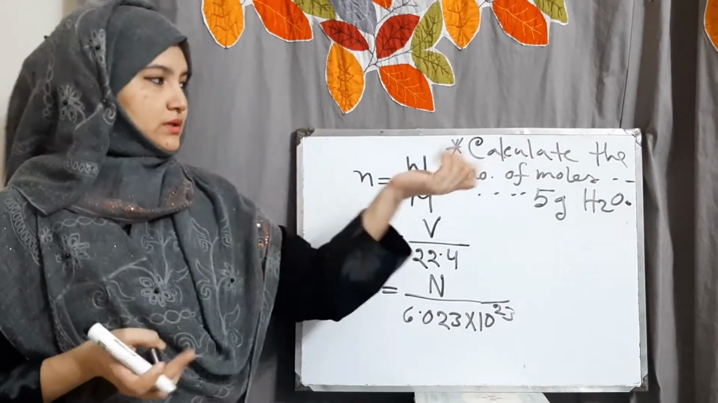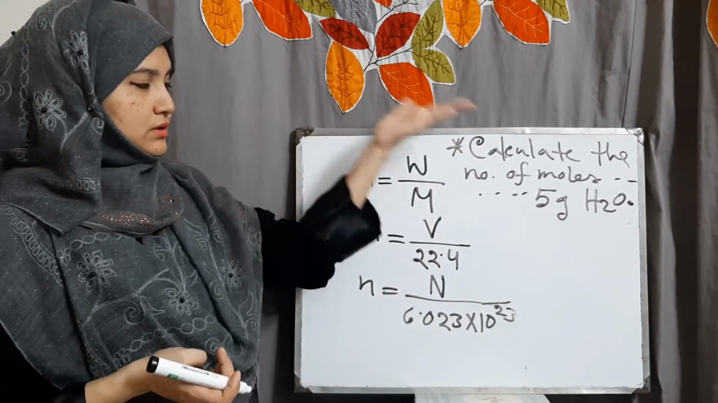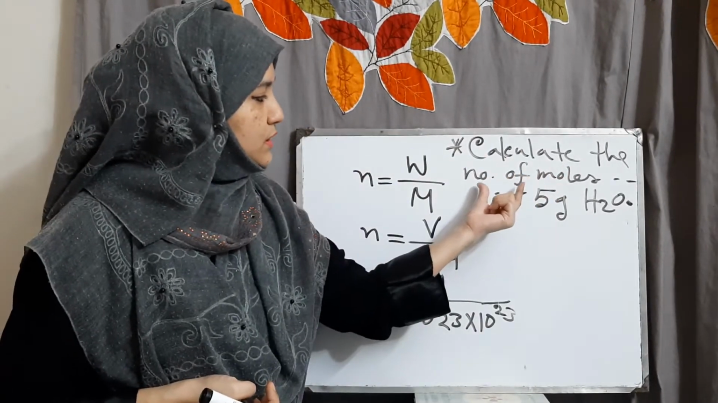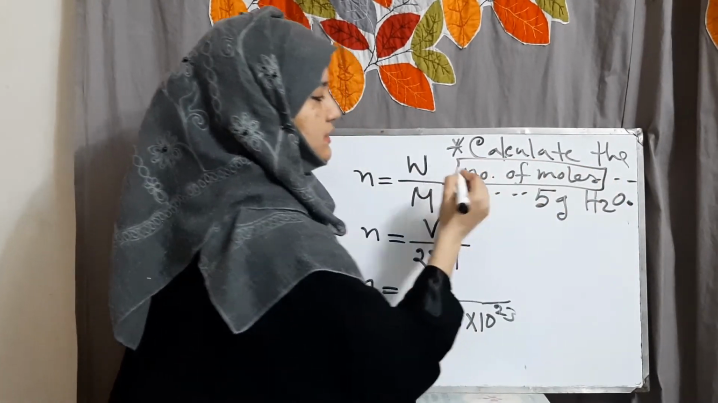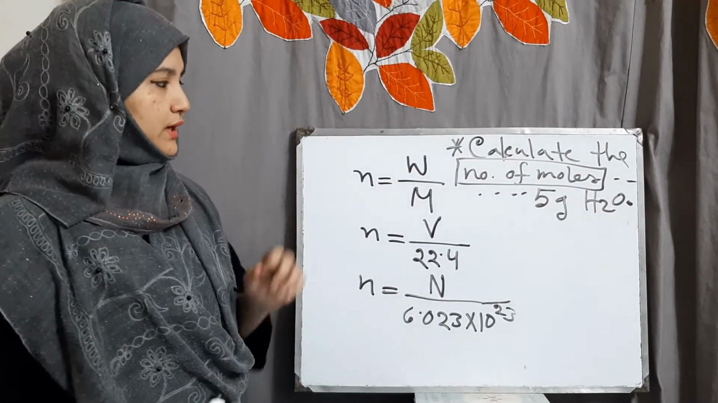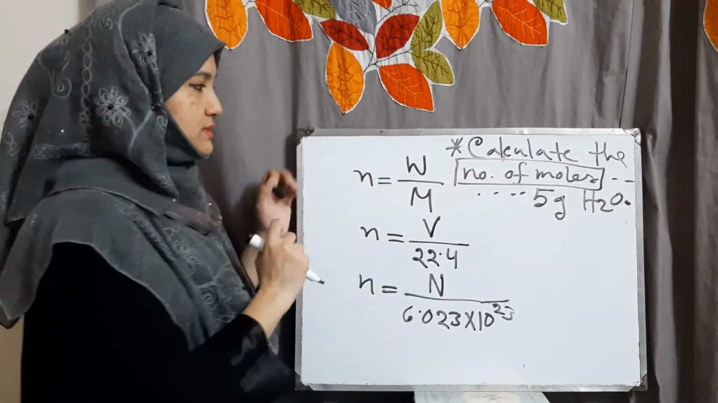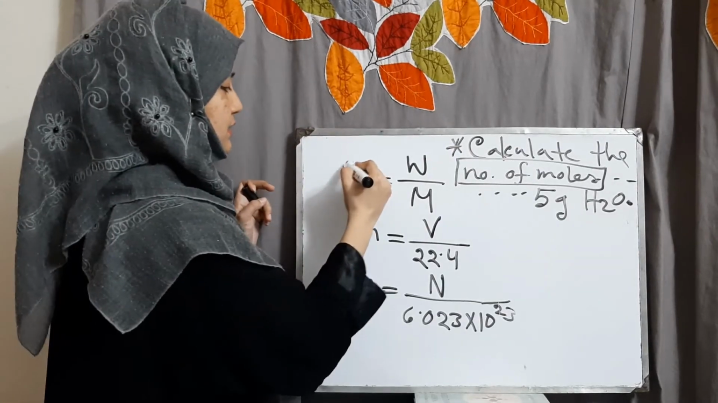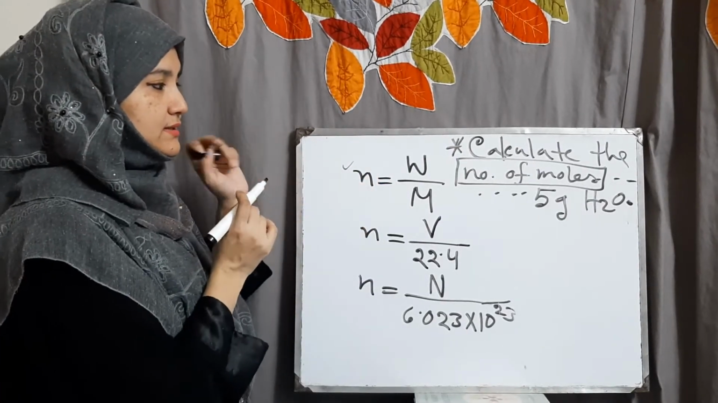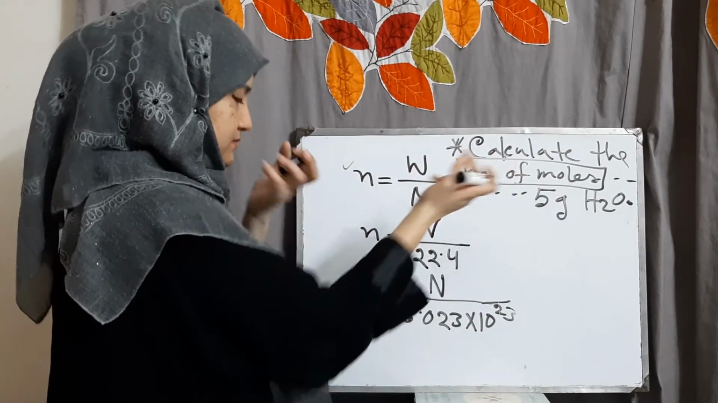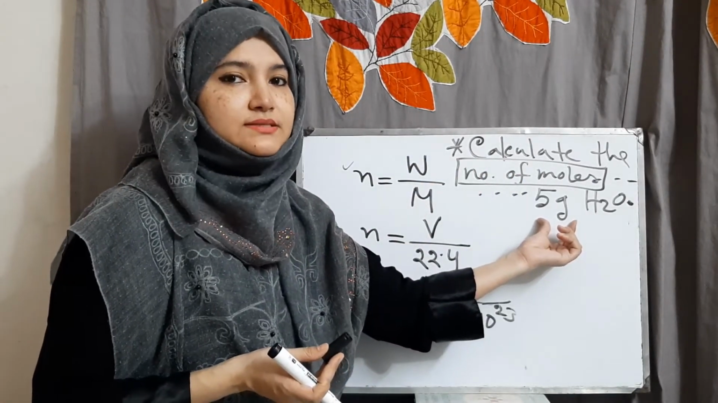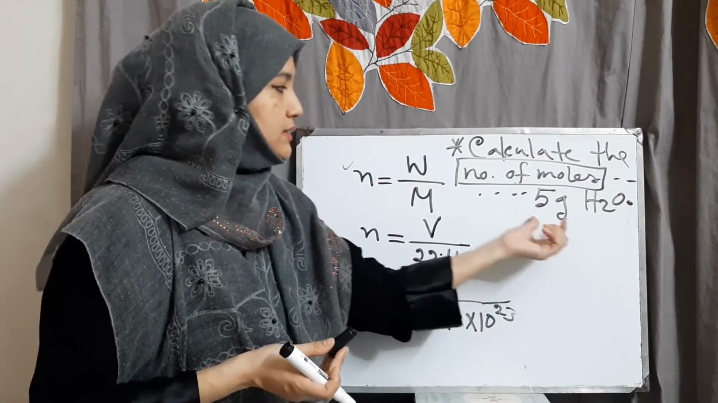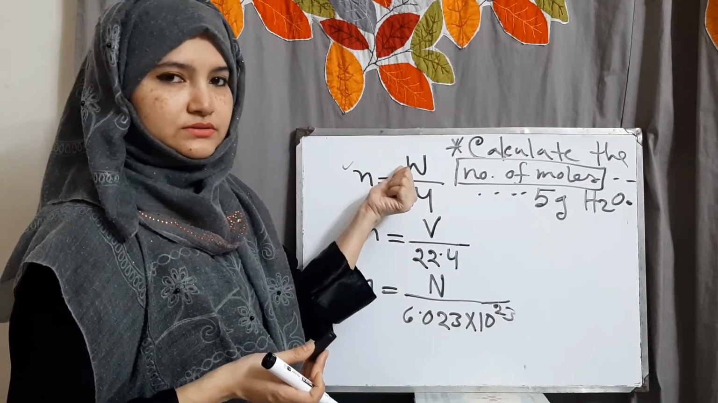Now, look at the problem. We have to find out the number of moles. Number of moles, that means n. And here 5 gram is given, that means mass is given. That means W is given.